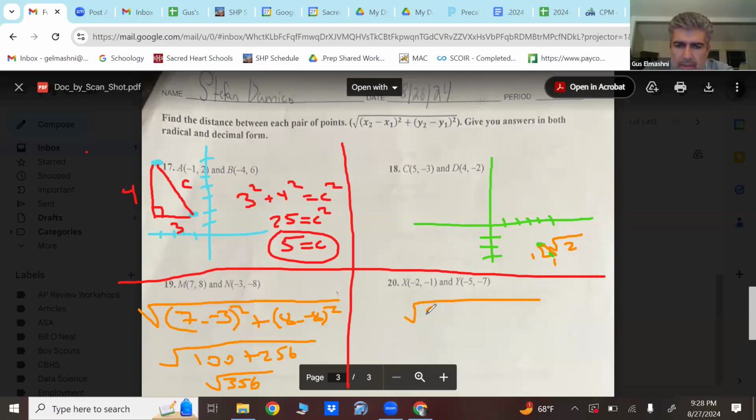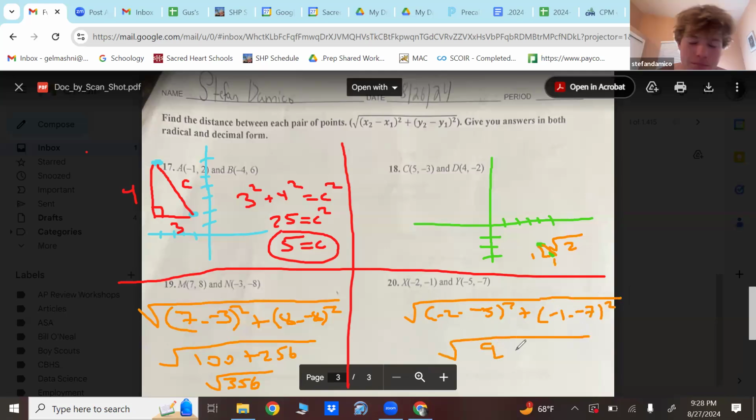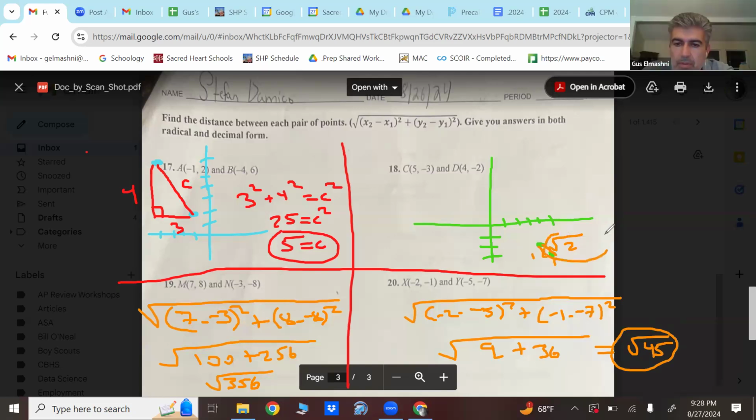-2 minus -5. So that's 3 squared is 9, plus 6 squared is 36. So you get √45. All right. So you have √2, √5, and of course √356. That's all. Sounds good.